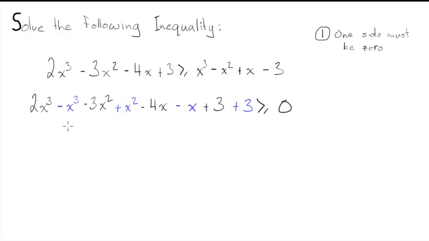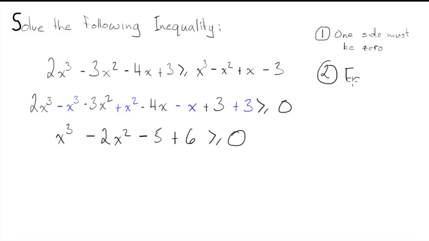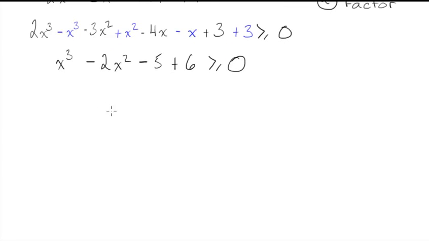Okay, so adding my x cubed terms, I have x cubed. Collecting my x squared terms, I have minus 2x squared. Subtracting these x terms, I have minus 5x, and adding these constant terms, I have plus 6, greater than or equal to 0. Good. Cubic polynomial. Step 2, I must now factor. Okay. So I'm going to have to factor.